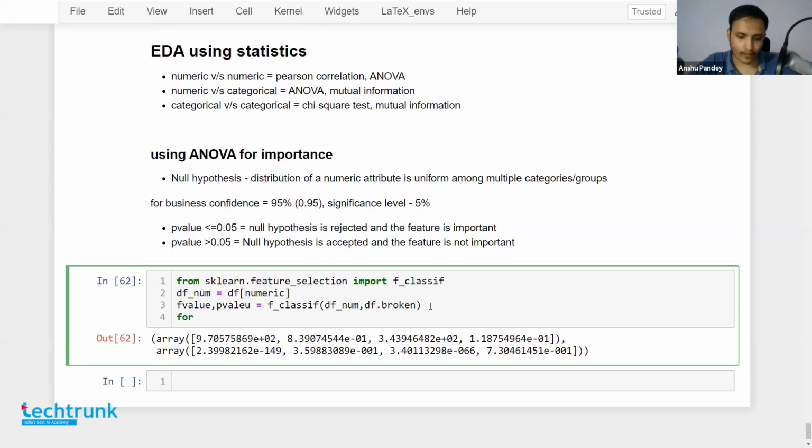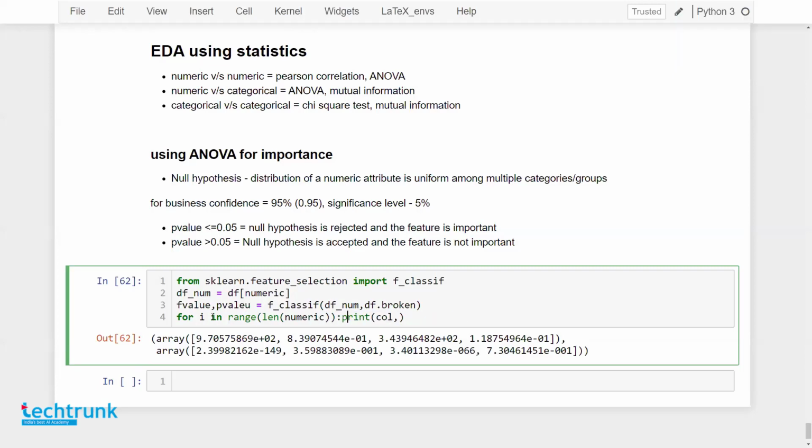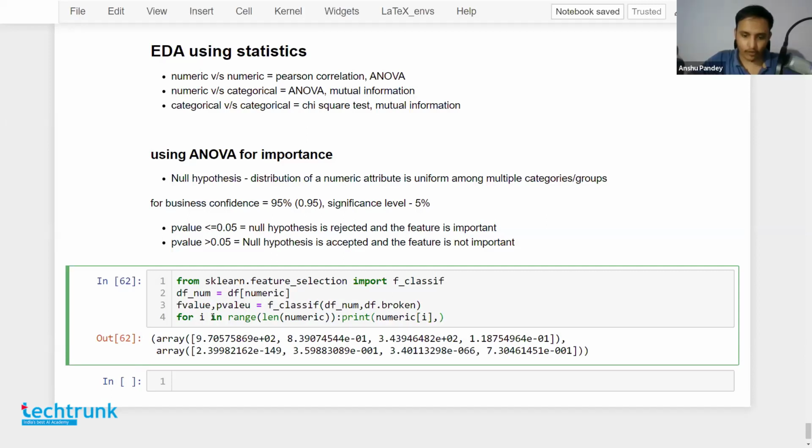So let's say for col in numeric, print the col, comma, or for i in range of length of numeric, print numeric of i, comma, p-value of i. It should be p-value here.